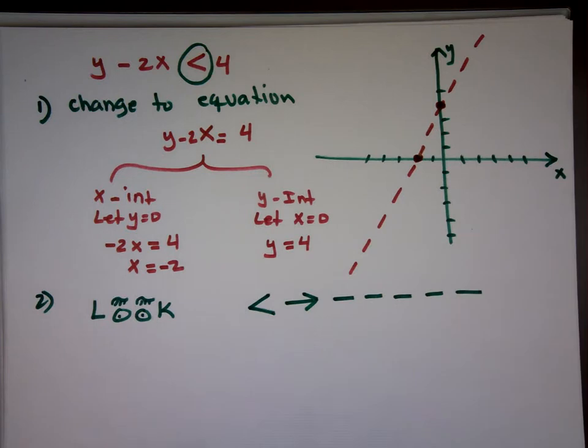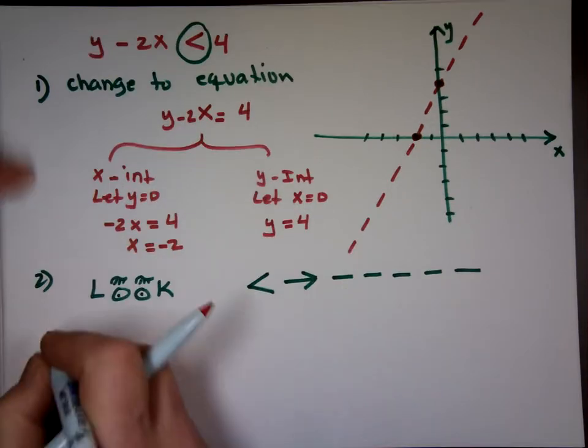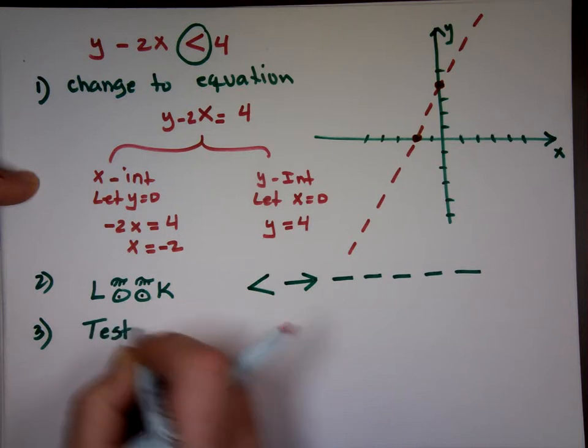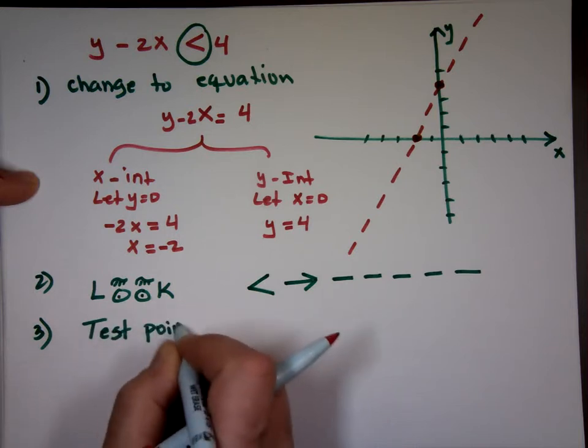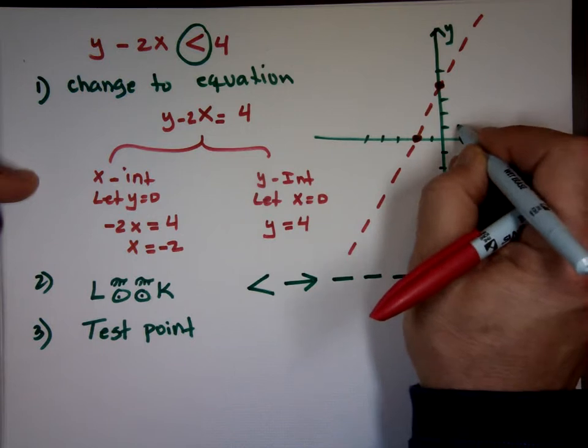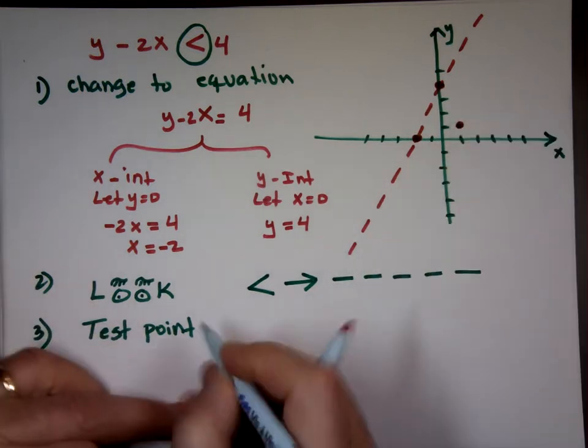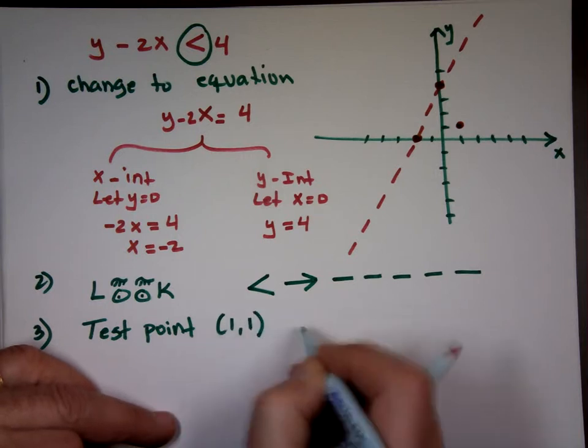And to decide which side, we take a test point. You pick a test point. Go ahead. What point you want to use? Any point not on the line. 1, 1. Good. 1, 1 is right here. So you want to use 1, 1. Nothing wrong with it. Let's test it.